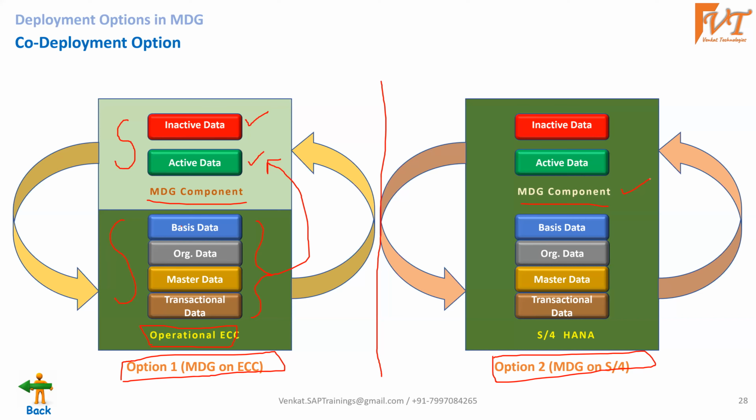Any other questions? Sir, you told there is a third option, sir, deployment. Yeah, that third option? You only told hub deployment and co-deployment. Yeah, I'll come to that. We'll discuss in a while. Any other questions from anyone?